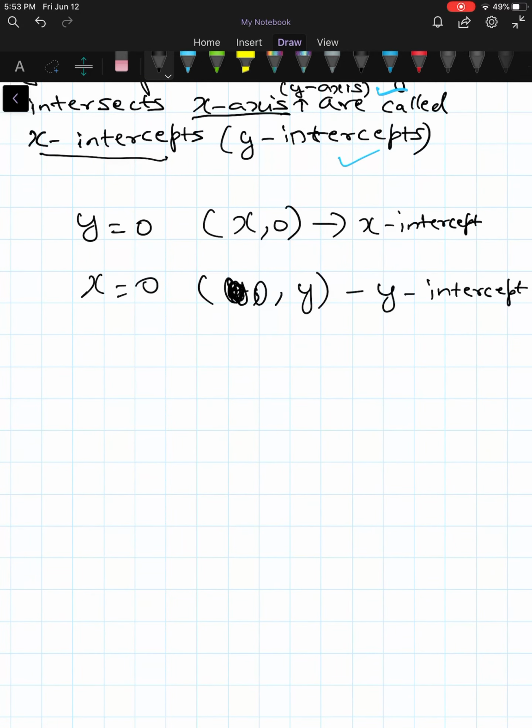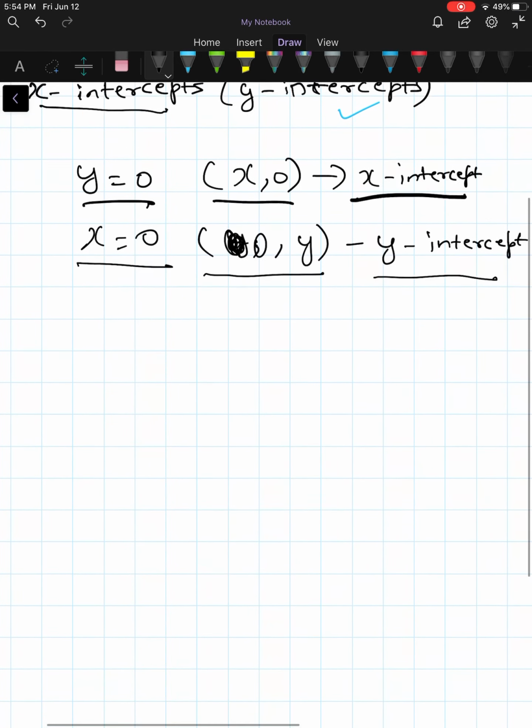So given an equation, how do you find the x-intercept and y-intercept? To find the x-intercept, substitute the value y is equal to 0 in the equation and solve for x, and express that in the ordered pair format of x comma 0. So that would be your x-intercept. To find the y-intercept, substitute the value x is equal to 0 in the equation and solve for y. Substitute that back in the ordered pair 0 comma y. So that would be your y-intercept.